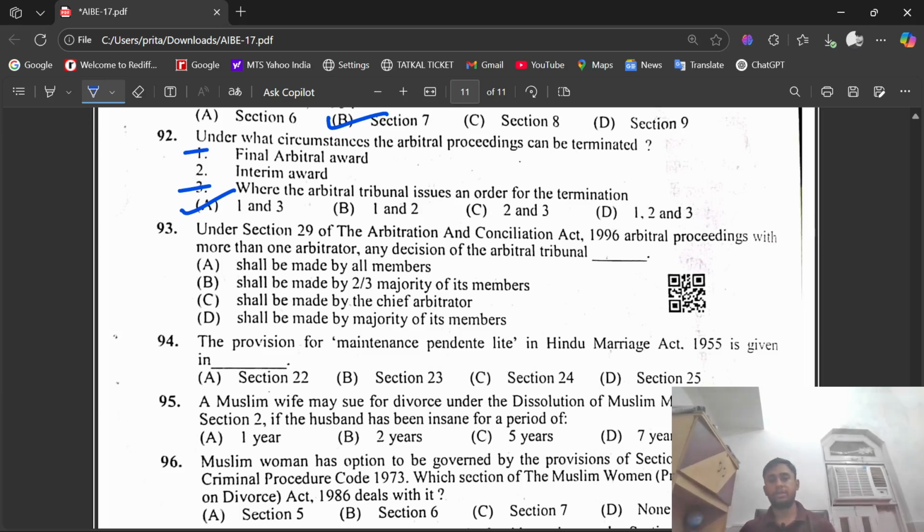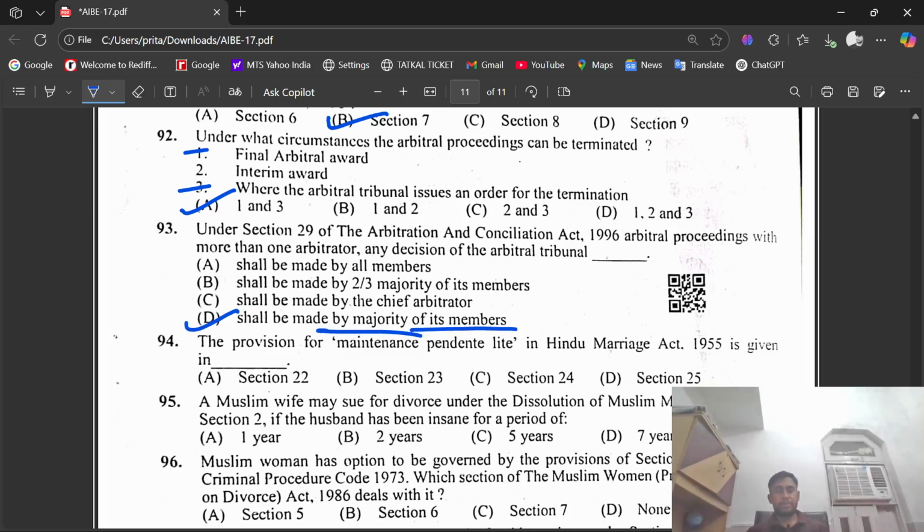Question number 93. Under section 29 of the Arbitration and Conciliation Act 1996, in arbitral proceedings with more than one arbitrator, the decision of the arbitral tribunal dash. The options: shall be made by all members, shall be made by 2/3 majority of its members, shall be made by the chief arbitrator, shall be made by majority of its members. The right option is option D, shall be made by majority of its members.